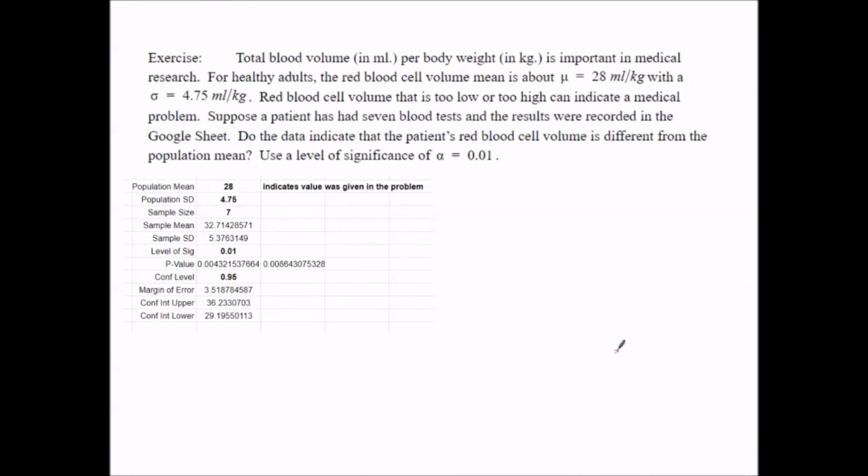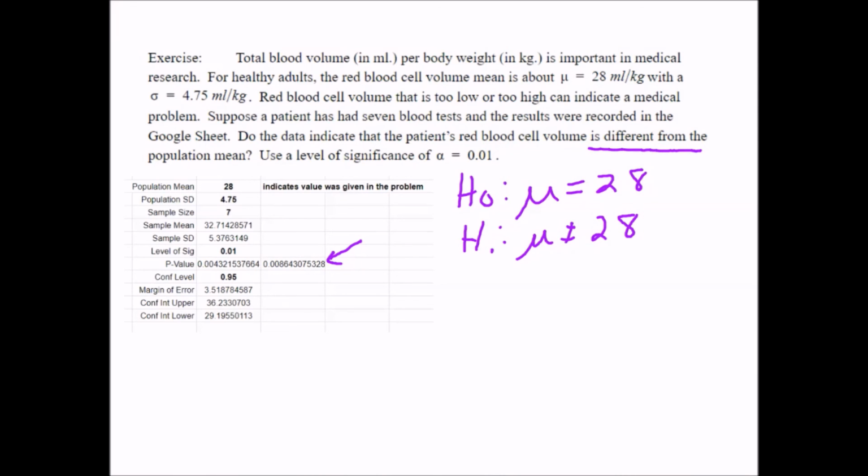All right, so to kind of conclude the blood volume per body weight problem, what we found, I have the screenshot here. So first, notice the p-value, and again, we had to double this one because it was a two-tailed test. Let me actually go through this. The null hypothesis would be that it was exactly 28. Now, our alternate says that it is different from. So we were testing to see if it's not equal to 28. So it's a two-tailed test, so we actually had to double the p-value on our Google Sheet.